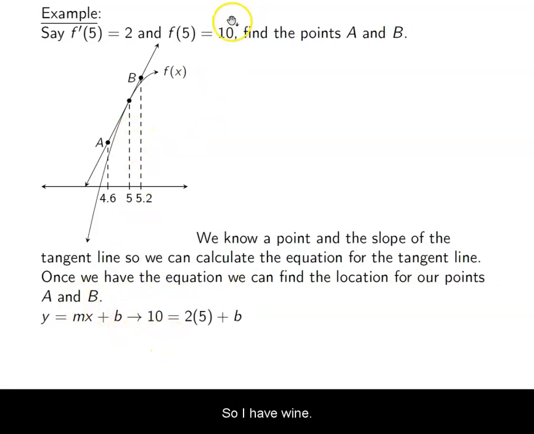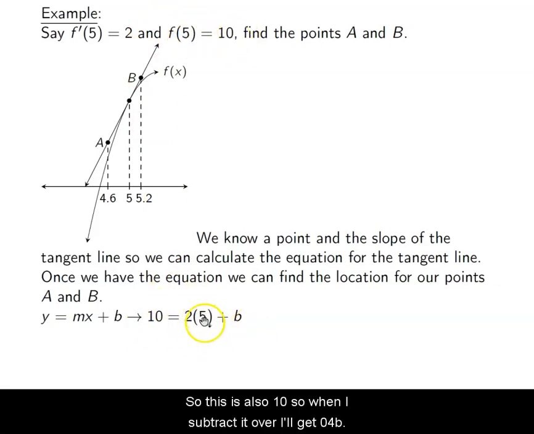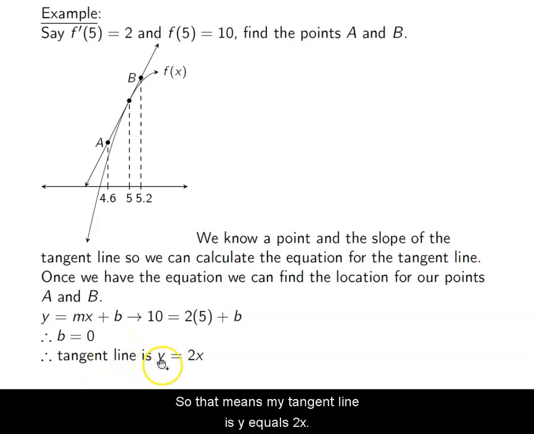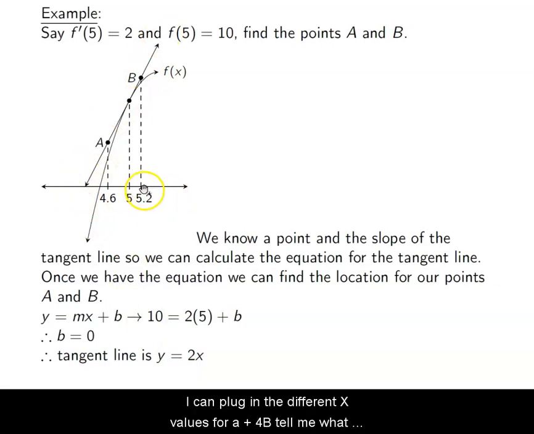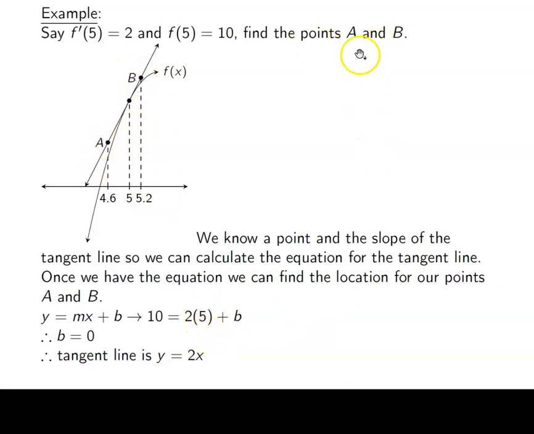So I have y equals m times x, where x is 5, right? 5 and 10 is my point, plus b. So this is also 10, so when I subtract it over, I'll get 0 for b. So that means my tangent line is y equals 2x. Since I know that's the equation of this line, I can plug in the different x values for a and for b, and it'll tell me what the outputs are for a and b.